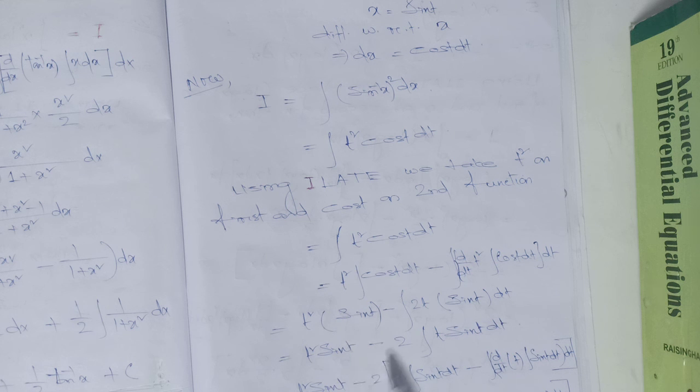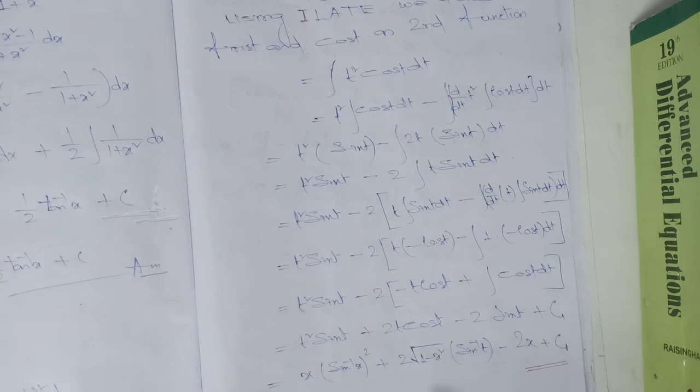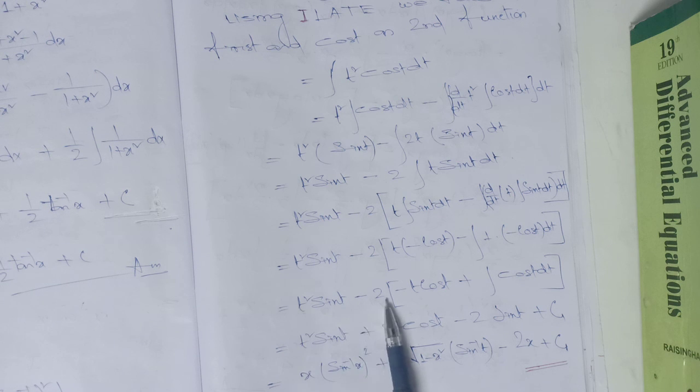So t square sin t minus 2 outside integration of t sin t dt. Now we have to use this one again by parts. t square sin t minus 2 into first function t into integration of sin t dt minus integration of d by dt of t into integration of sin t dt into dt. So it becomes t square sin t minus 2 into minus t cos t minus into minus plus integration of cos t dt, so t square sin t plus 2t cos t minus 2 integration of cos t, which is sin t, so it becomes minus 2 sin t plus c.